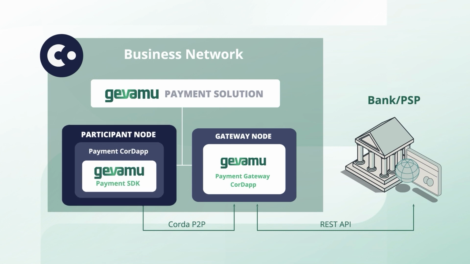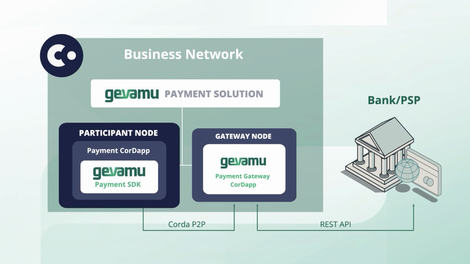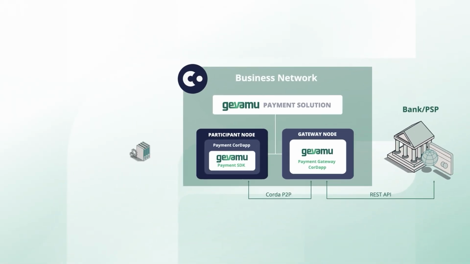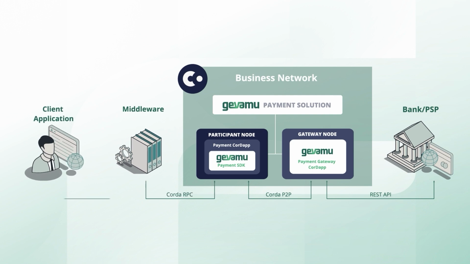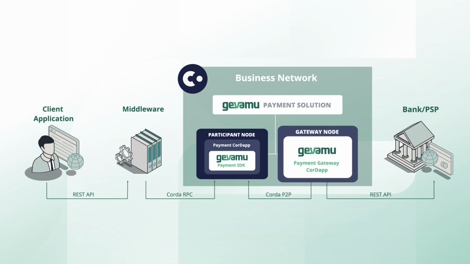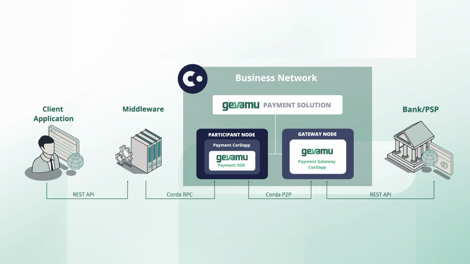The Gevamu Payment SDK is a Kotlin library containing classes and methods used by the payment workflow. The SDK's functionality is a part of a custom payment core app built by the BNO or a third party and installed on the participant's node in a Corda business network. A Gevamu Payment Gateway is a core app provided by the BNO. It manages on-chain payment flows initiated by the participant through the Gevamu Payment SDK and communicates with an off-chain PSP gateway to pass payment instructions and receive payment status updates.